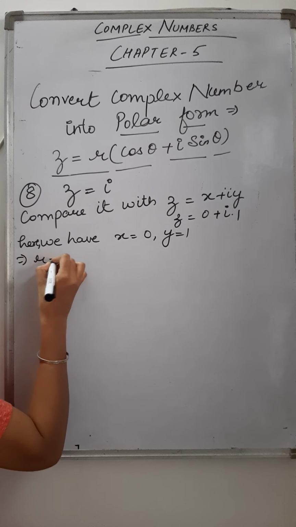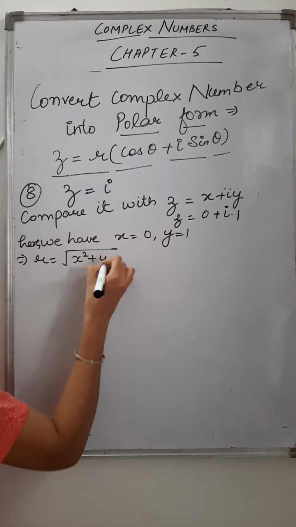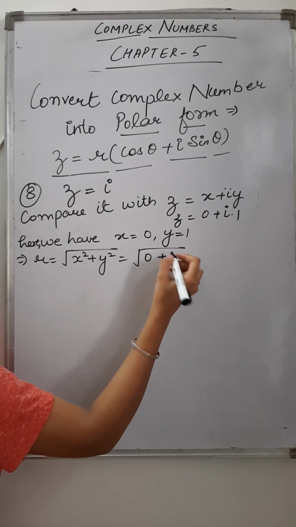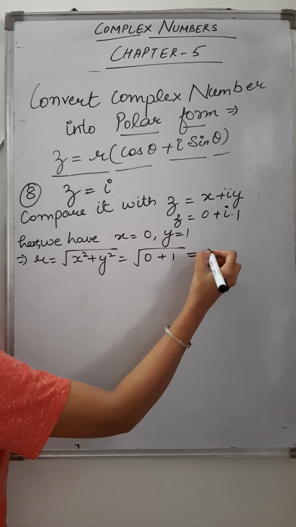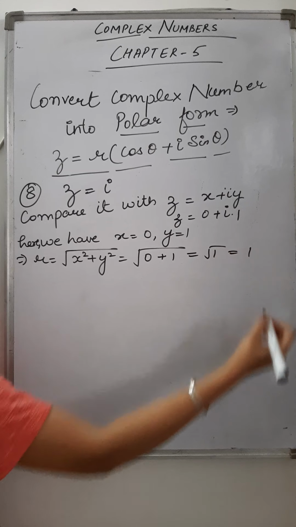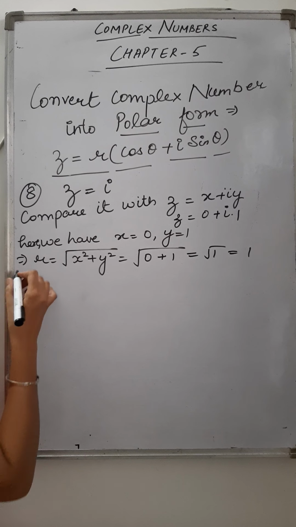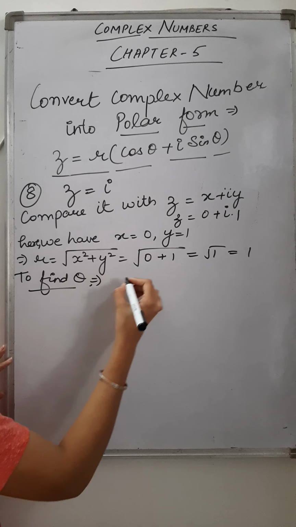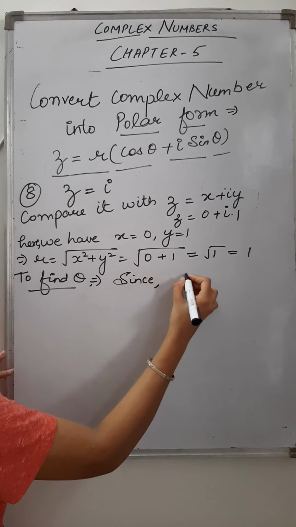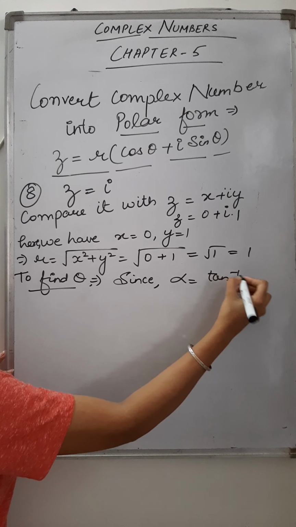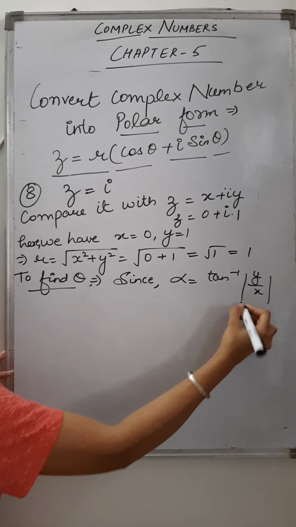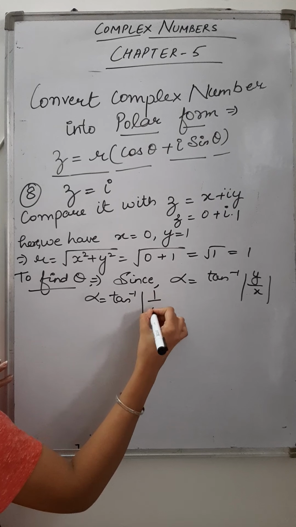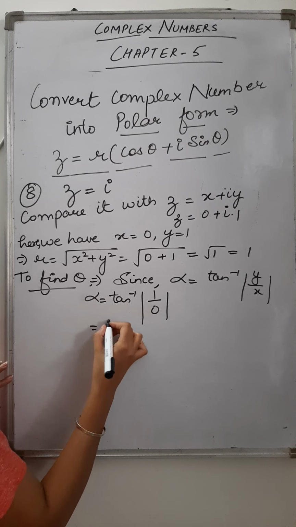This implies r is equal to under the root of x square plus y square, which is under the root of 0 square plus 1 square. So 0 square is 0 and 1 square is 1, 0 plus 1 is 1, and r is 1. To find theta, first of all we will find alpha. Since alpha is equal to tan inverse of y upon modulus x, alpha is equal to tan inverse of y is 1 and x is 0. So 1 upon 0 is infinity.